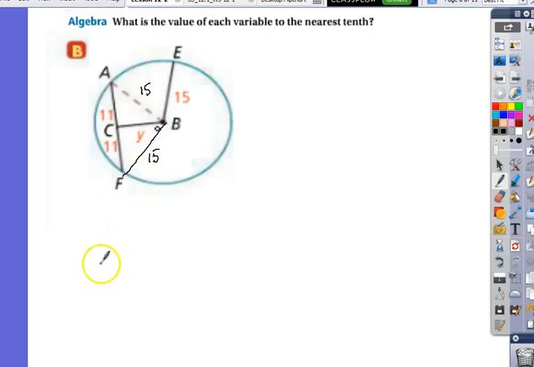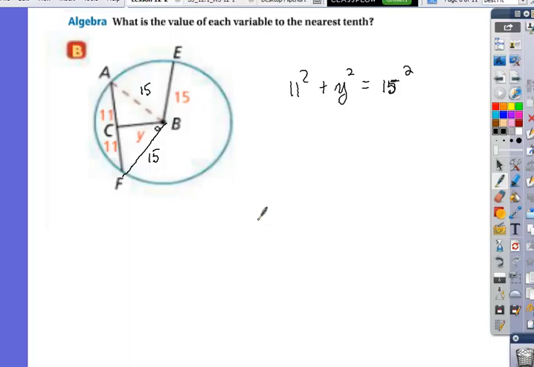Okay, so it's 11. 11 squared plus y squared equals 15 squared. You can only use that with right triangles. Where do you see a right triangle? Prove that it's a right triangle. How do you prove that? Because they're perpendicular. Why are they perpendicular? Because that would be a diameter and that's a chord.